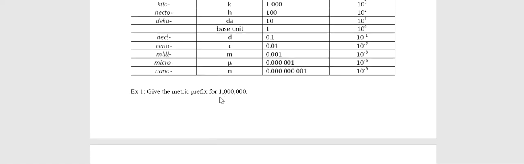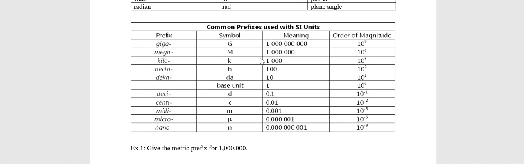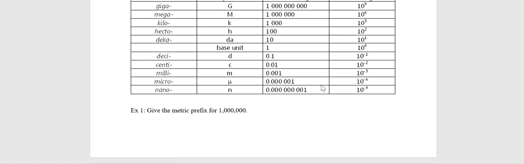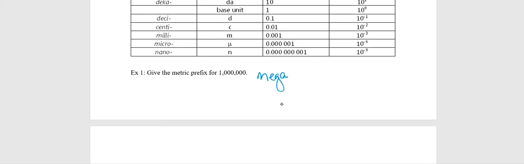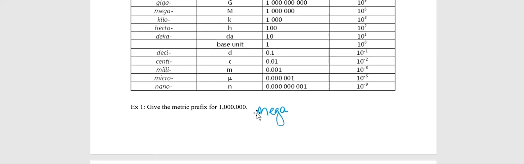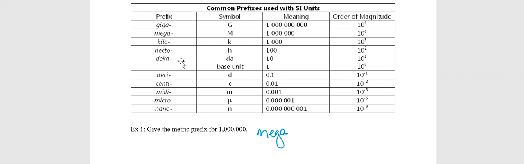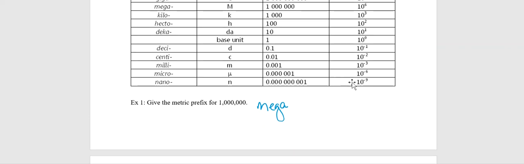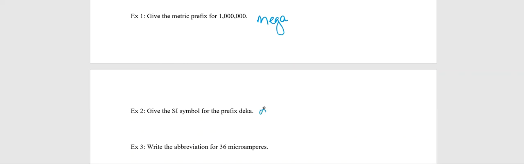So the first thing we're going to do is just get used to working within this system. The first question says, give the metric prefix for 1 million. So I'm just going to come up to this previous chart, look up 1 million, and the metric prefix is mega. So we'll go ahead and write down mega. And then you will practice doing that same type of thing. The next one wants to know what is the SI unit, and that's just what is the abbreviation for the prefix deca. So again, we're going to use the same table. We're going to look up deca, and its symbol or abbreviation is DA.